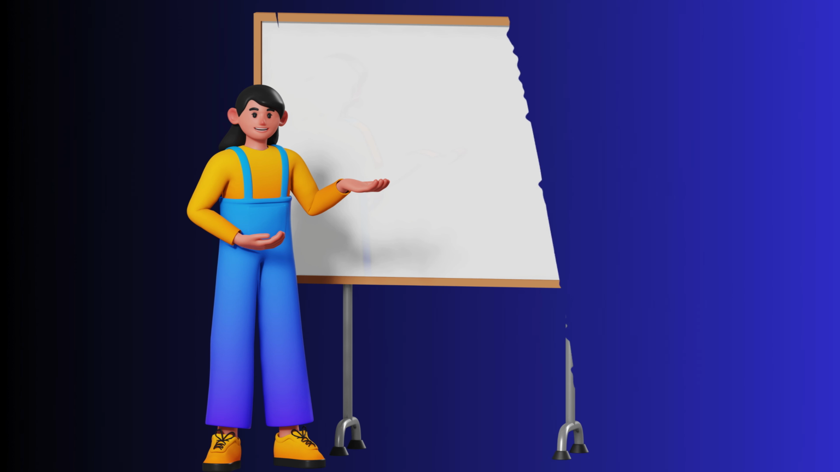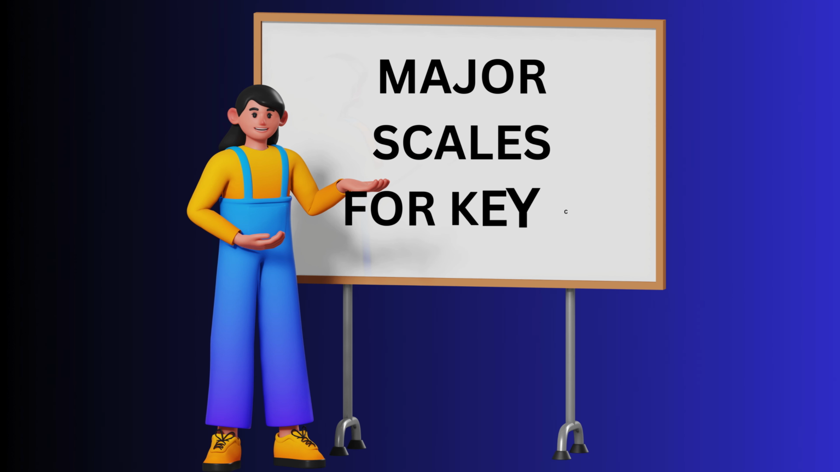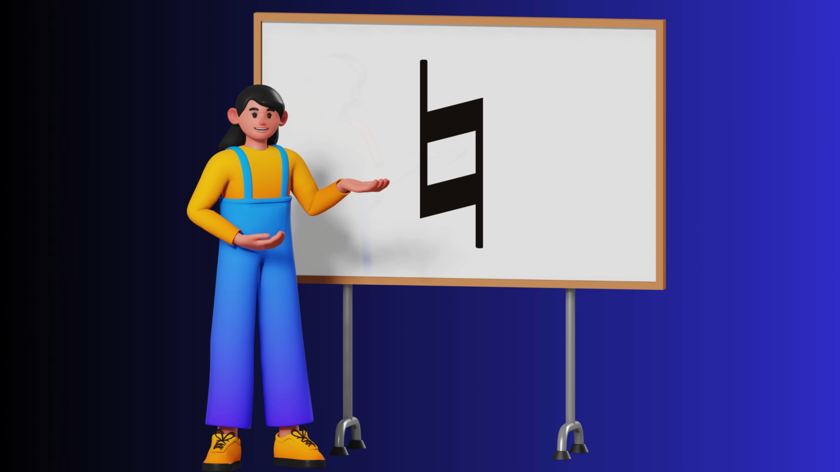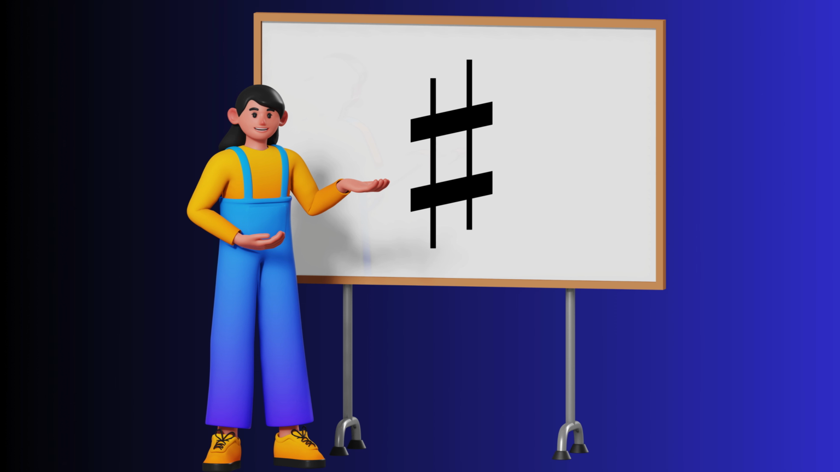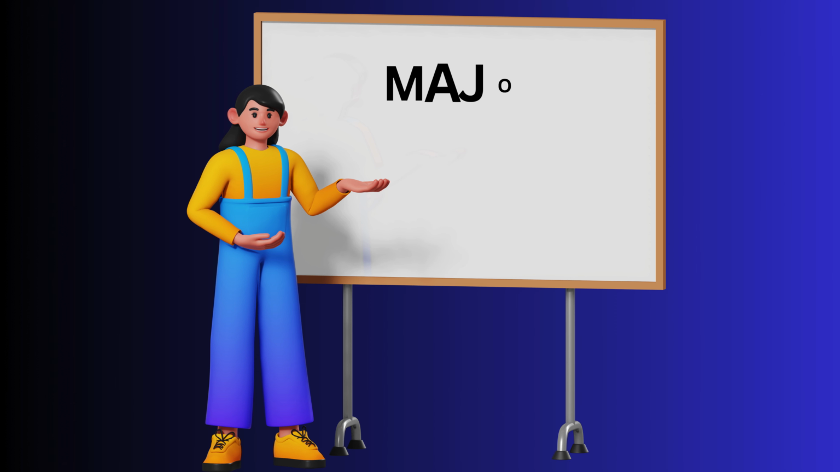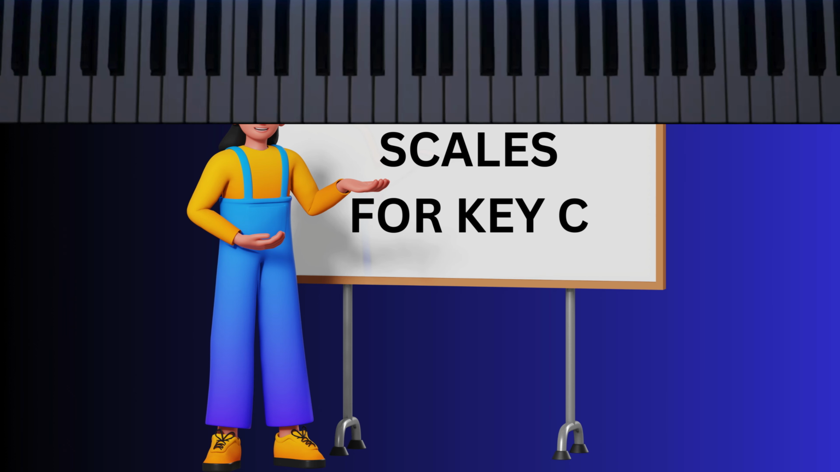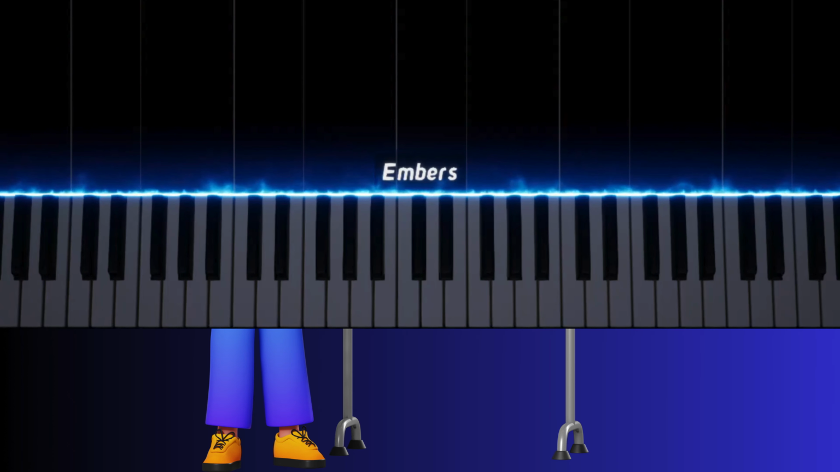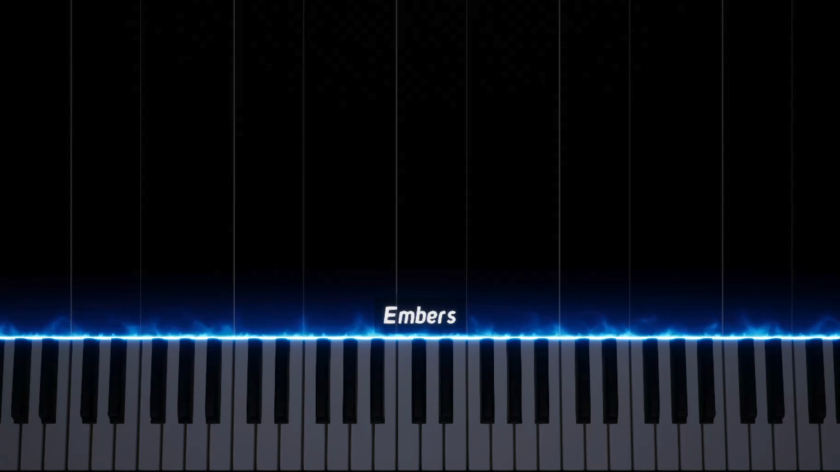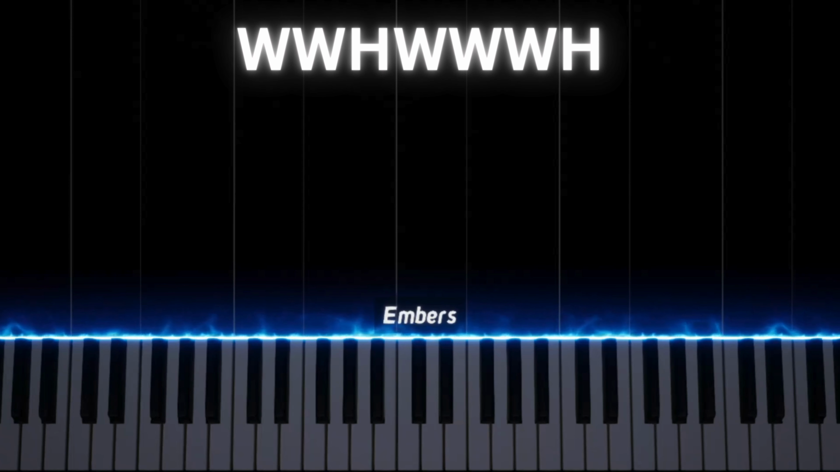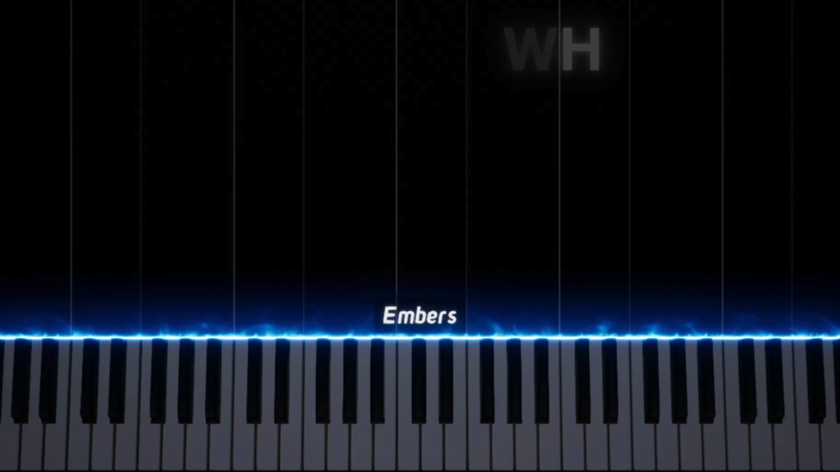Let's begin by learning how to play the major scale in the key of C. The C major scale is a great starting point because it consists entirely of natural notes, meaning it does not have any sharps or flats. This makes it one of the easiest scales to visualize and play on the piano or any other instrument. To construct the C major scale, we will apply the universal formula used for all major scales. This formula consists of a specific sequence of whole steps and half steps. Starting from C, we follow this pattern to determine the next notes in the scale.